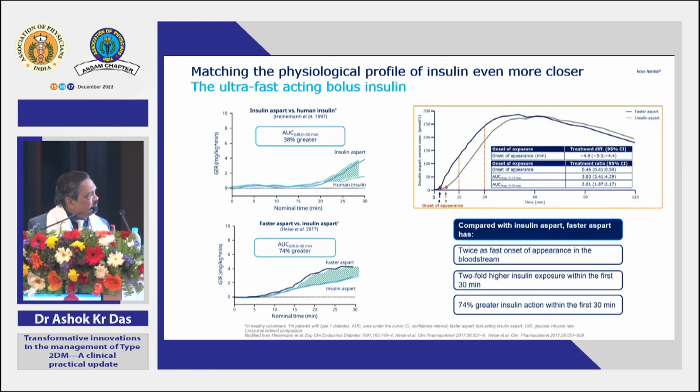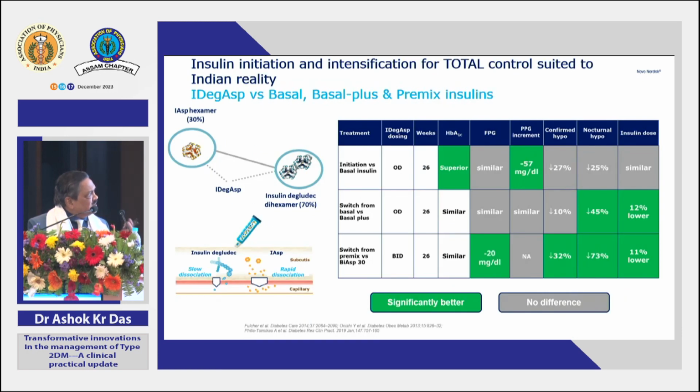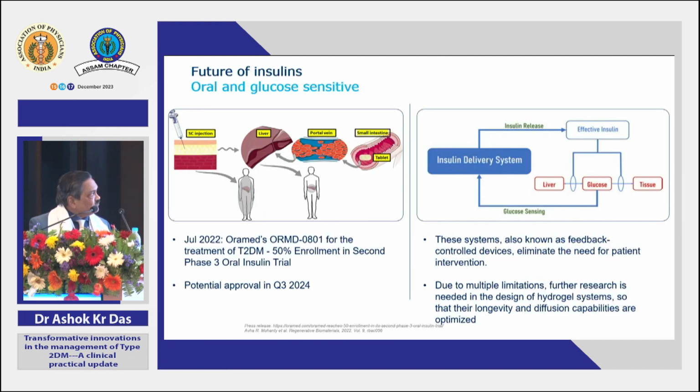We also have insulin which has changed the scenario by being given as a mixture, be it a human mixture, be it an analog mixture, or be it a co-formulation of insulin degludec with aspart. Dear friends, the future of insulin is very near. The oral insulin is knocking at the door. We are saying it will be back by 2025. We have the smart insulin.